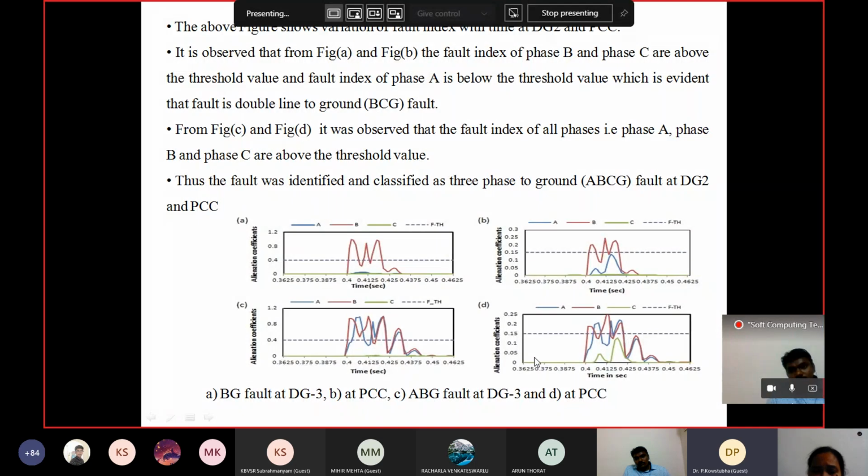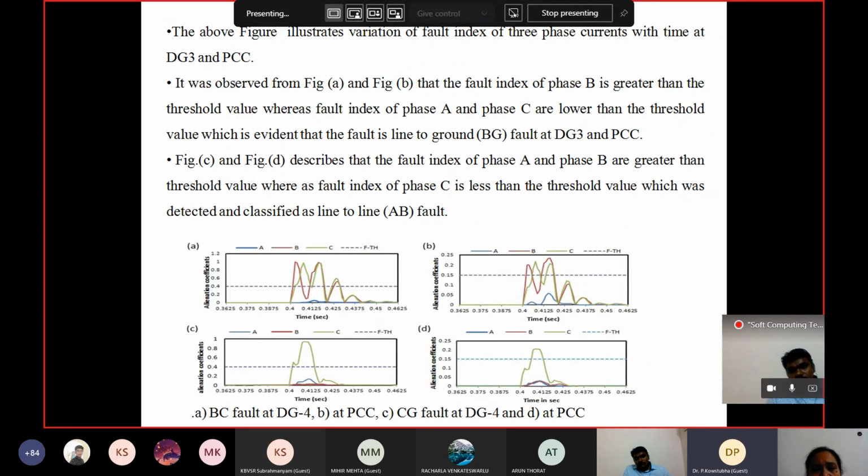This is at DG3. Like that here at DG3, it was observed that the fault index of phase B is greater than the threshold value, whereas the fault index of phase A and phase C are lower than the threshold value, which is evident that it is a line to ground fault at DG3 and PCC. Like that here also at DG4, by seeing itself we can say this is BCG fault. At DG4, CG fault at DG4 and at PCC.